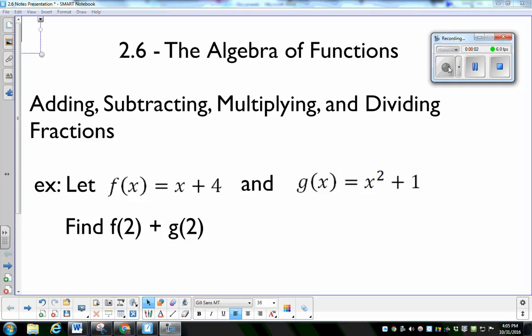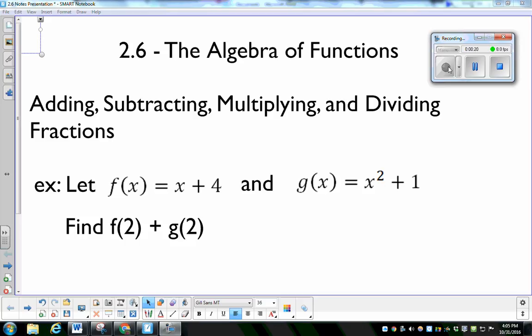The notes for section 2.6. We're going to do this entire section in just one set of notes. I don't think they'll be too long though. So we're going to be talking about the algebra of functions, which basically means that we're going to be taking functions and putting them together by either adding, subtracting, multiplying, or dividing them.